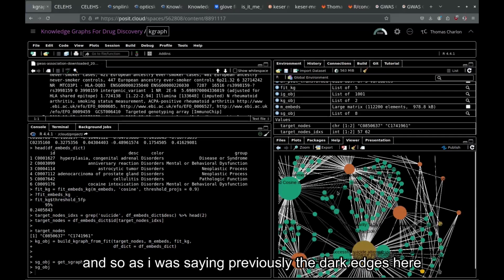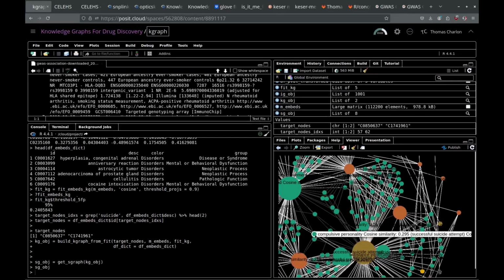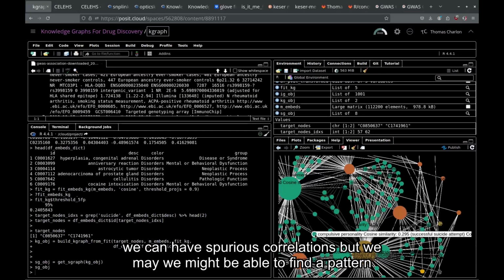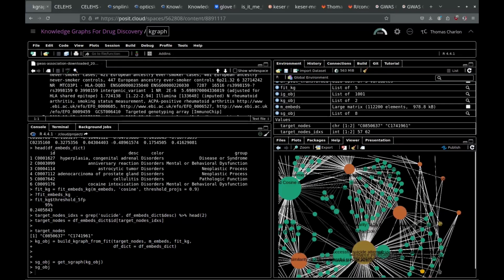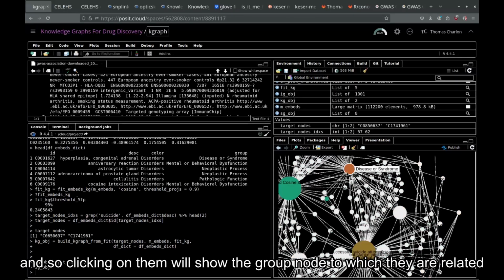And so as I was saying previously, the dark edges here show the nodes that are shared between the two. So these are the ones we want to focus particularly on. We can have spurious correlations, but we might be able to find a pattern. And so clicking on them will show the group node to which they are related.